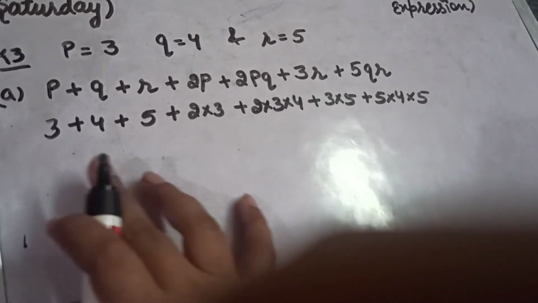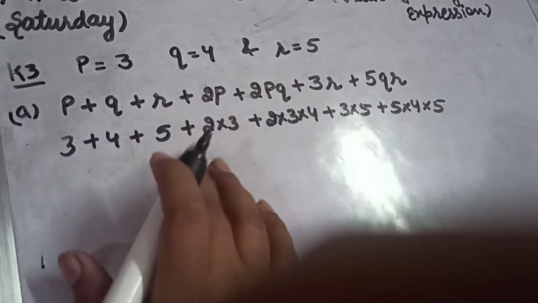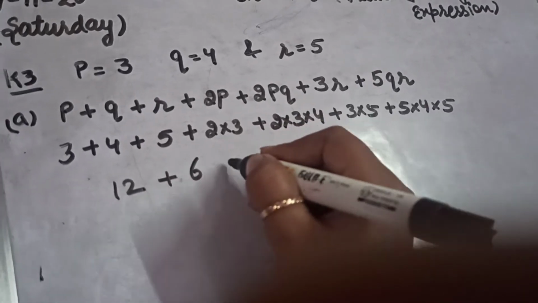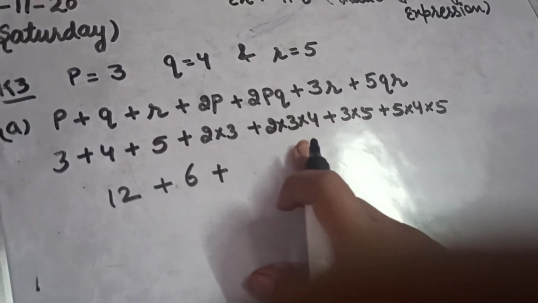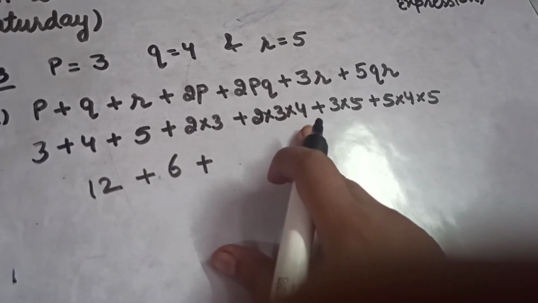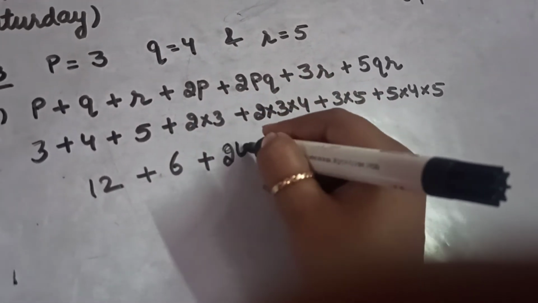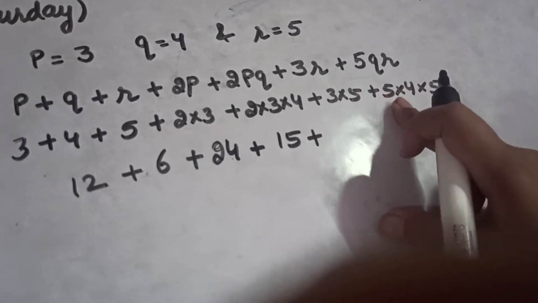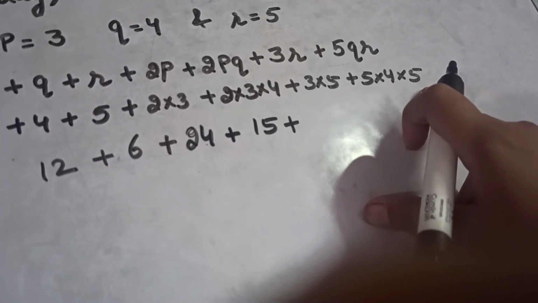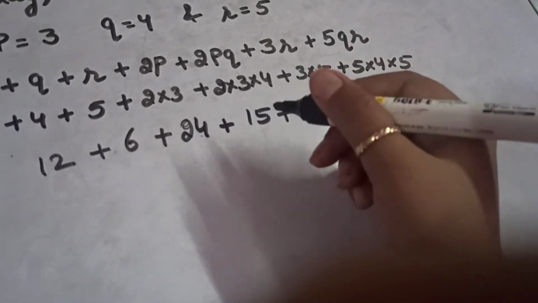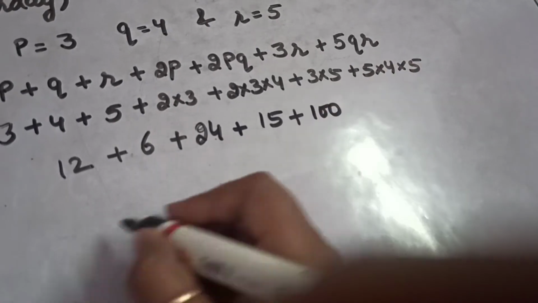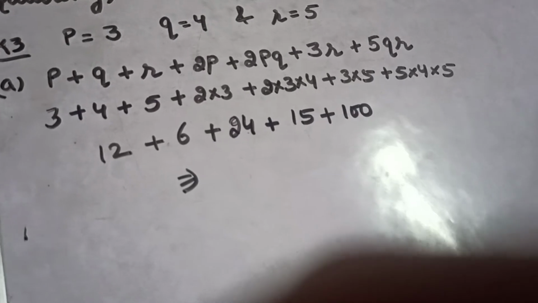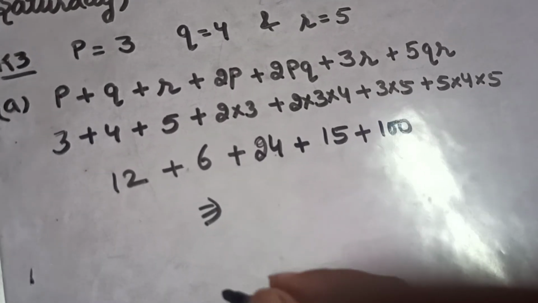Right? Now add 3 plus 4, 7, 7 plus 5, 12, plus 2 plus 3, 6. 2 3s are 6, 6 4s are 24, plus 3 5s are 15, plus 5 4s are 20, 20 5s are 100. Right? Now add all these and find the value of this expression. Clear? Same like this, one more part.